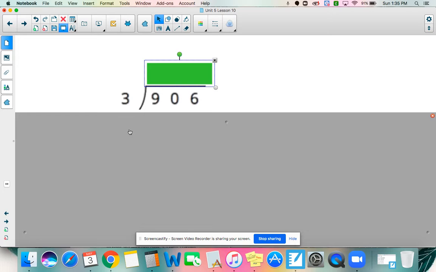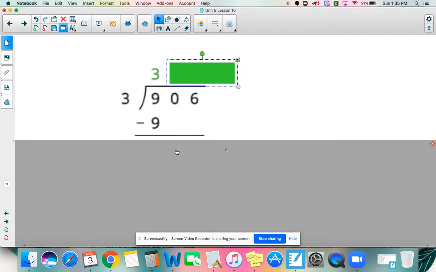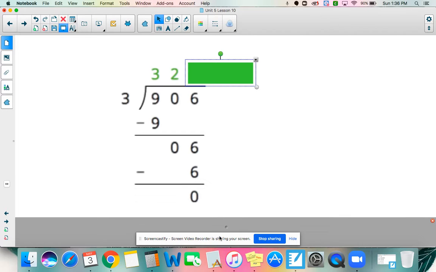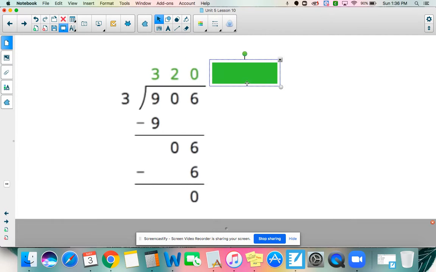So if we look at this one, we have 3 into 9, and 3 goes into 9 3 times. 3 times 3 is 9, and that means there's nothing here. So I'm going to pull down the 0. Well, I don't know about you, but that didn't work, so I'm going to pull down just the other number, and 3 goes into 6 twice. And we subtract 6, nothing left over. We'll just fill this extra space with a 0.